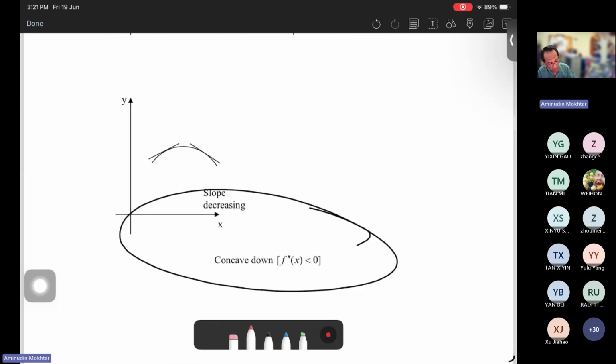For concave down, we can see here the slope of the graph changes from positive to negative. So based on this, we can conclude that this graph is concave down, cekung ke bawah. Perubahan fungsi, perubahan kecuraman daripada positif kepada negatif.